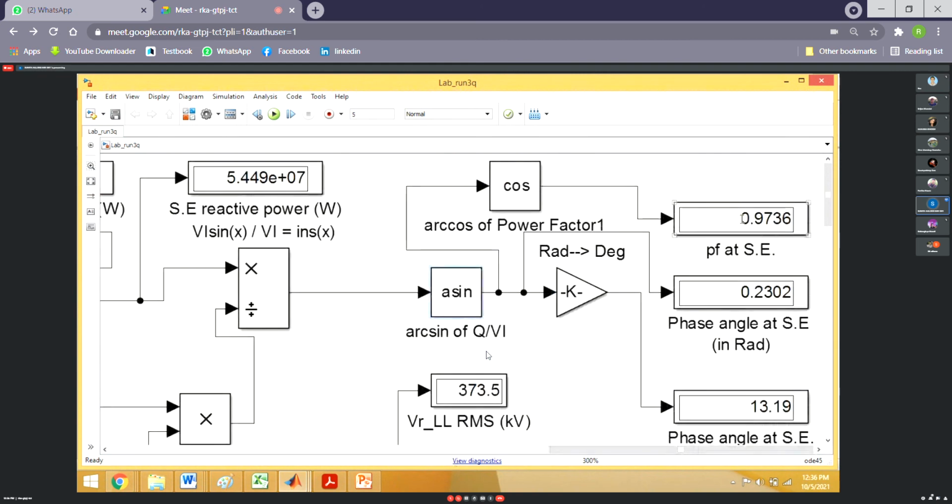Then the next is the sending end power factor. Okay, have you copied? So 0.9736 lag is the power factor. Power factor angle is 13.19. So this is run 4. I hope you have completed all the tables.